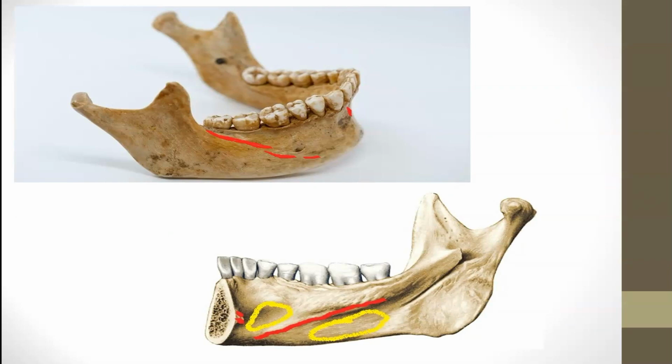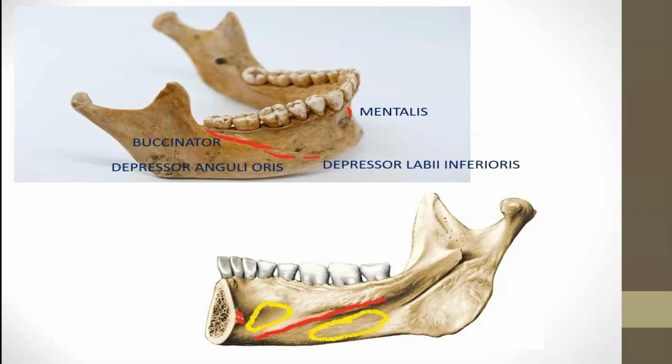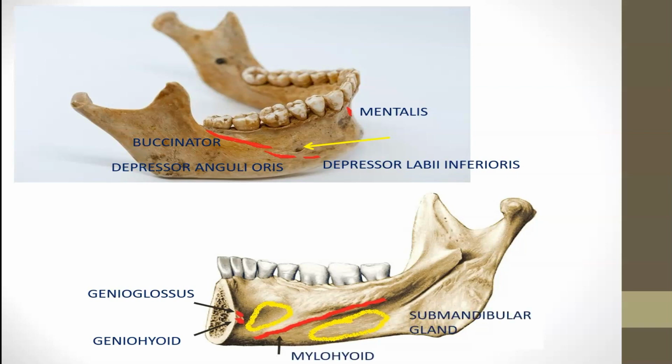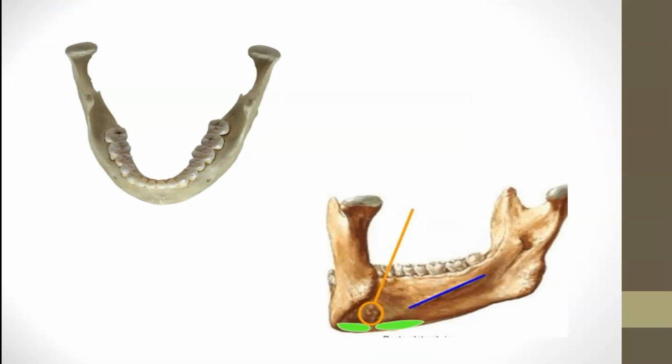So on the external surface of the body of the mandible, we can see the mentalis muscle. In the external oblique line, we can see the buccinator, depressor anguli oris and depressor labii inferioris muscles originating. In the mental foramen, the mental nerves and vessels pass through it. In the internal surface, from the superior genial tubercle, the genioglossus muscle originates, from the inferior genial tubercle, geniohyoid originates, and from the mylohyoid line, the mylohyoid muscle originates. In the submandibular fossa, the submandibular gland, along with the submandibular lymph nodes and facial artery, are lodged. In the sublingual fossa, the sublingual gland is lodged.